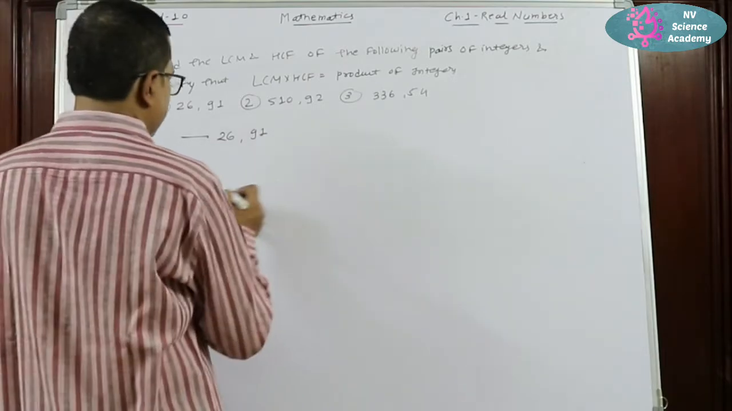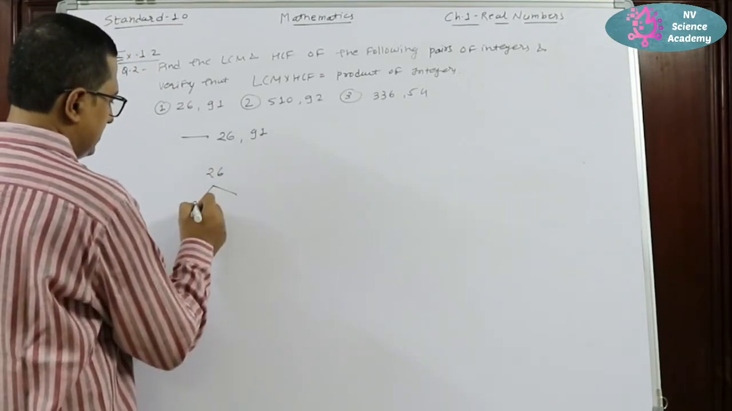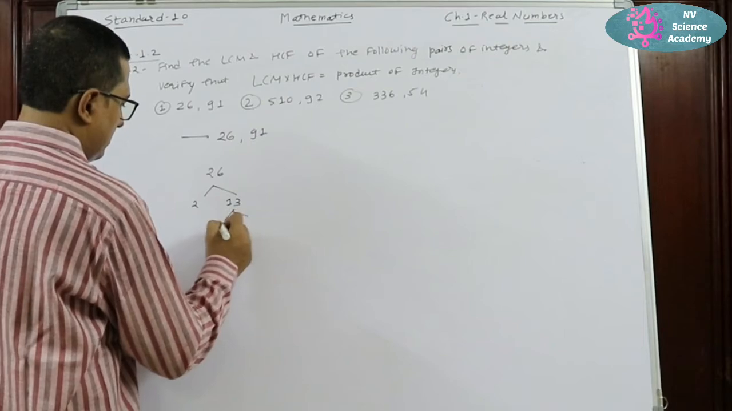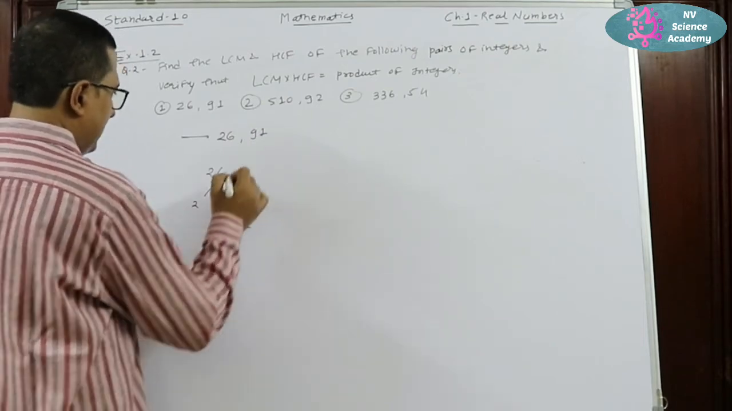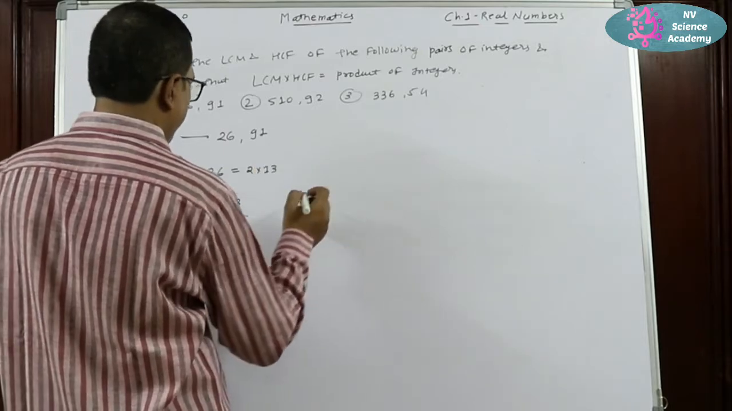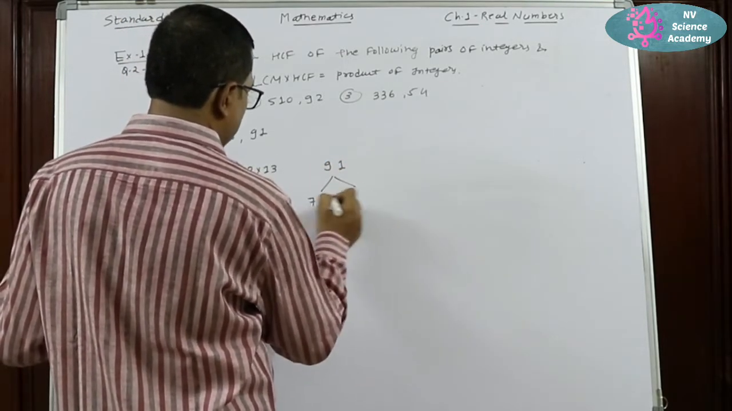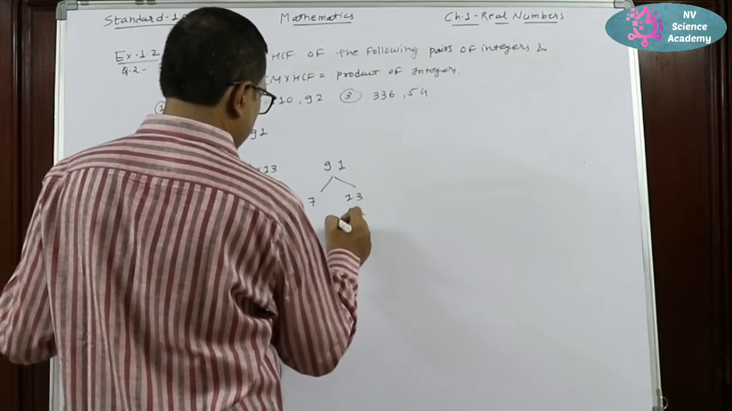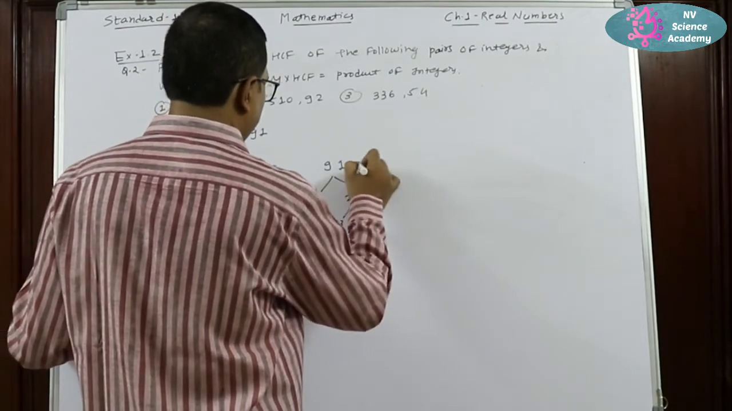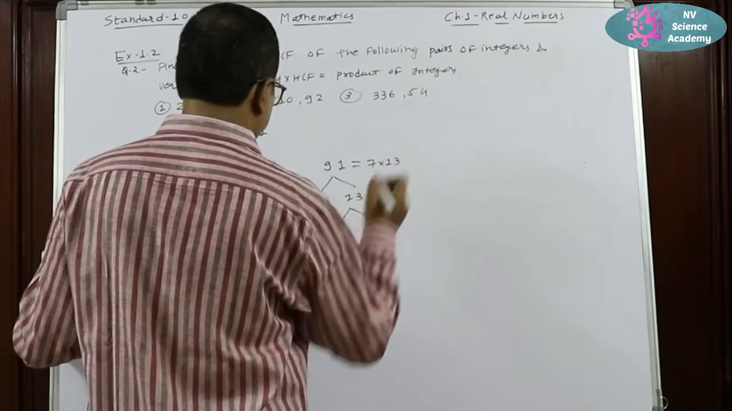So for 26, the prime factors of 26 are 2 and 13. So the prime factors of 26 is 2 multiplied by 13. Okay, prime factorization of 91. So for 91 it is 7 and 13. So the prime factors of 91 is 7 multiplied by 13.